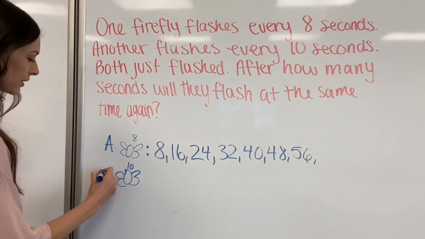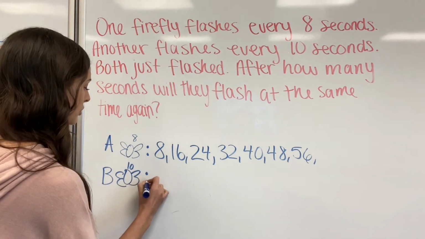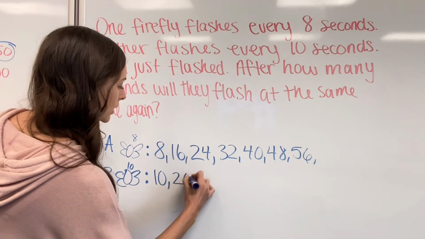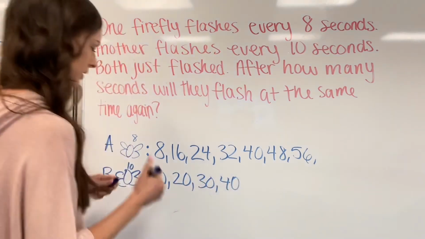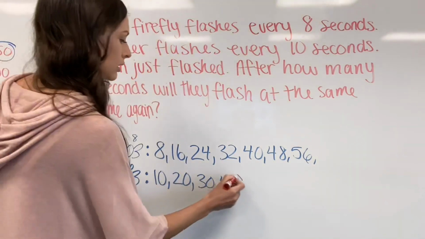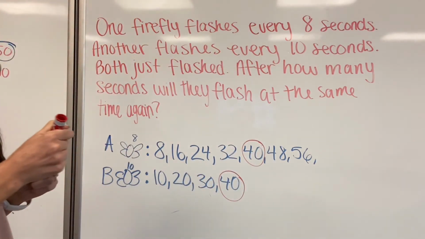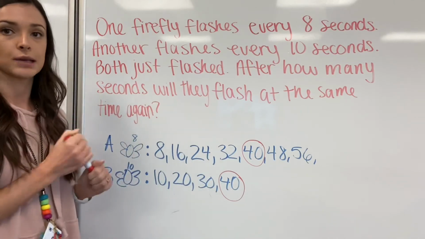Now let's take a look at firefly B. Firefly B flashes every 10 seconds. So I'm going to list the multiples of 10. 10 times 1 is 10, 10 times 2 is 20, 30, 40. Ooh, I saw 40 somewhere. That's right. 40 is my least common multiple. So after 40 more seconds, they're going to flash at the same time again.